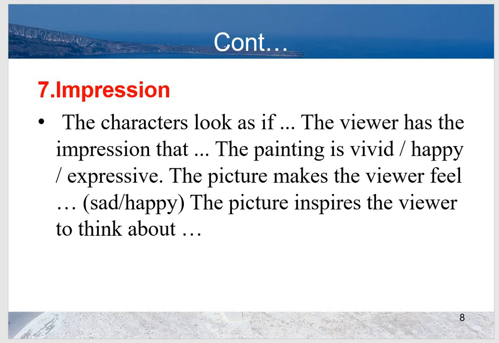The painting is vivid, happy, expressive. The picture makes the viewer feel sad or happy. The picture inspires the viewer to think about.